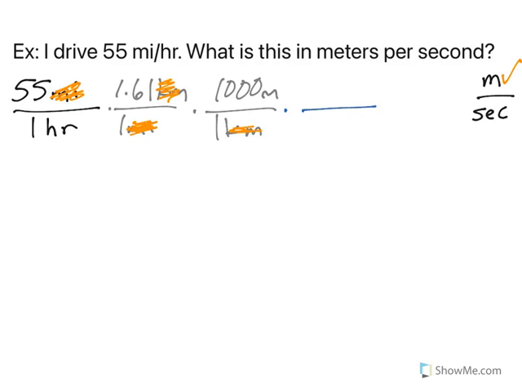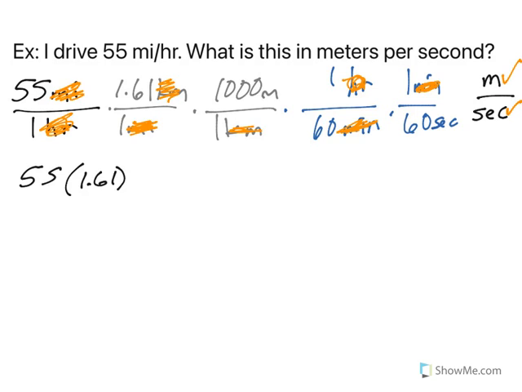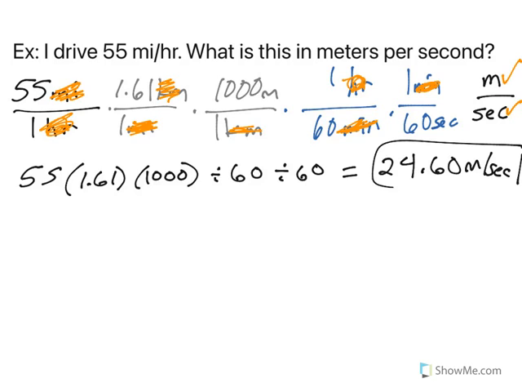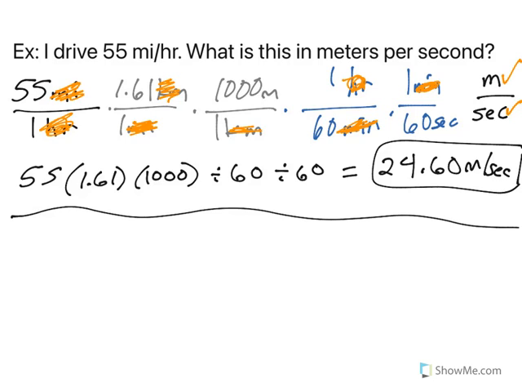Then to go from hours to seconds. Okay, so right now hours are in the denominator. So to get rid of them, I put them in the numerator. And I know that 1 hour is 60 minutes. Okay, so that gets me out of hours. And then I know that 1 minute is 60 seconds. So that gets me out of minutes. My label is seconds. That's what I want. So I would take 55 times 1.61 times 1,000 divided by 60 divided by 60, which gives me 24.60 meters per second.